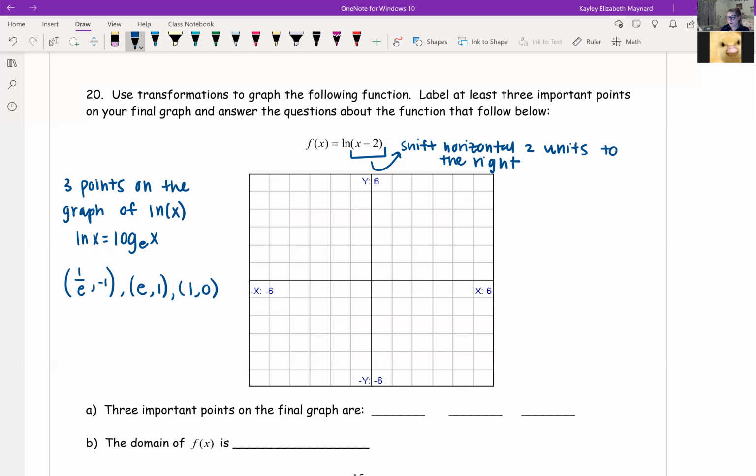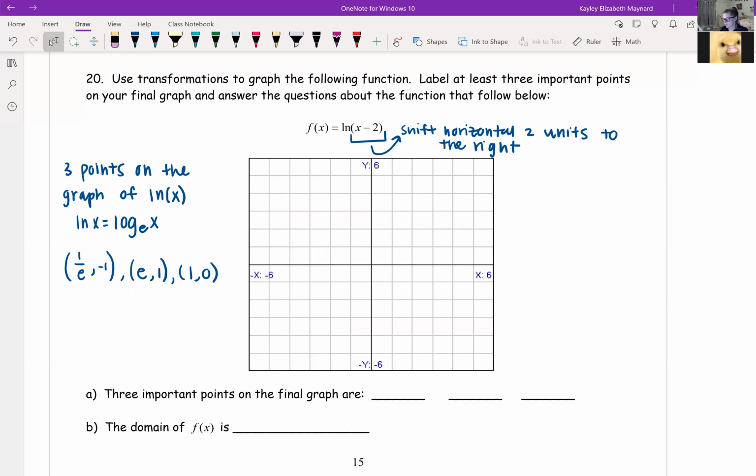Okay, so that is ln of x though. We're concerned about ln of x minus 2. So this is a horizontal shift 2 units to the right. So what that means is that I'm going to take these 3 points here and add 2 to their x component, because I'm shifting everything 2 units to the right.